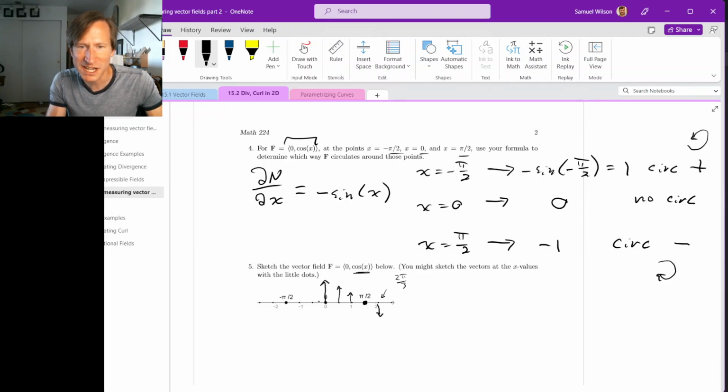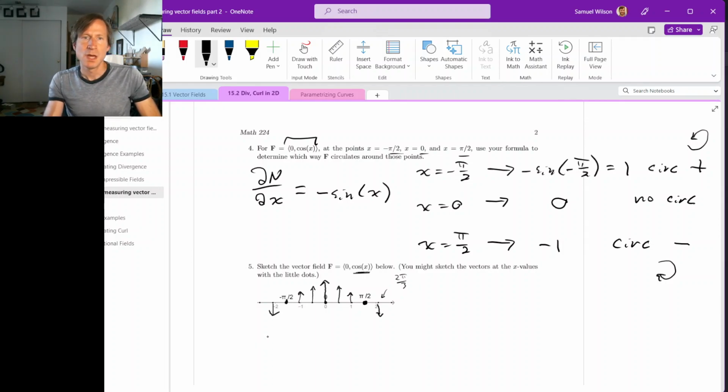Now moving into our negative x values, here at minus pi over 6, cosine is root 3 over 2. At minus pi over 3, it's a half. At minus pi over 2, cosine is 0. And then at minus 2 pi over 3, cosine is minus a half, so like this.